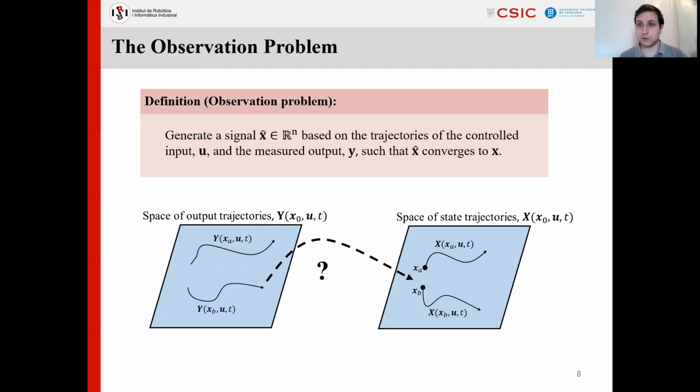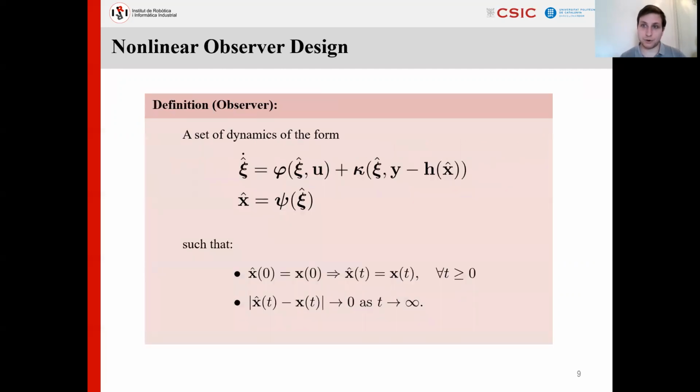The formal definition of an observer that we use in this thesis is the following one. An observer is a set of differential equations of this form that has a feedback term that is related to the error between the measured output and an estimation of this output. It is said that this set of dynamics is an observer if the estimation of the states converges to the true trajectories of the states. So basically, an observer design process is a process of designing a set of dynamics such that the state estimation error converges to zero. This is a stability problem that can be analyzed through Lyapunov theory.